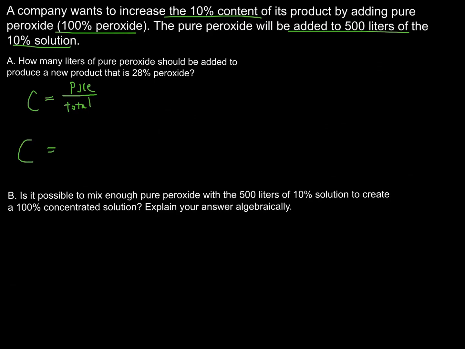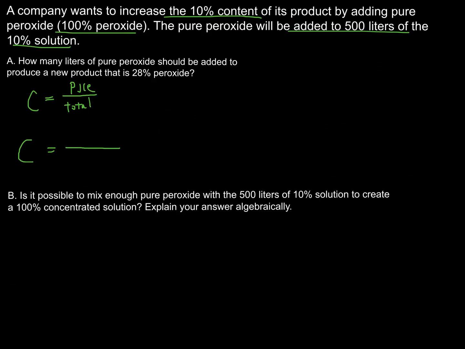C is our concentration. Now, what's the amount of pure peroxide? Here we've got to do a little bit of work, and it's helpful to think about where I'm starting at. Remember, that was one of our tips: consider where you're at right at the beginning. Take some simple cases. You know that you have 500 liters of this solution to begin with.